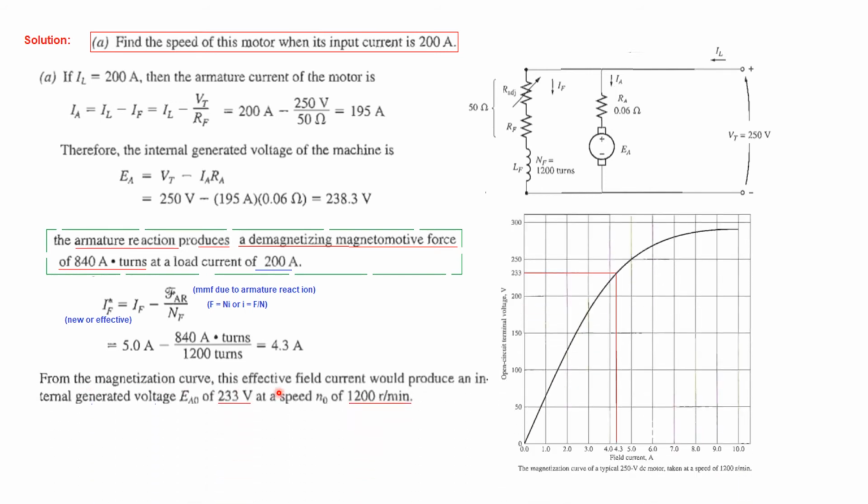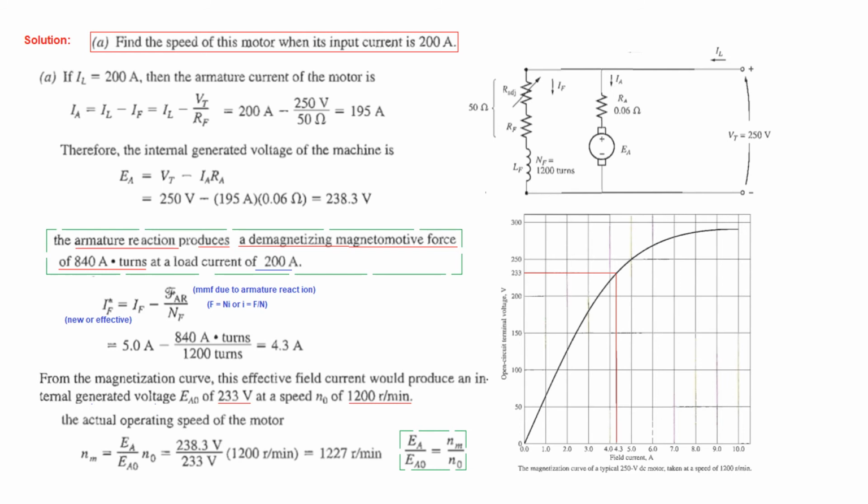Now from the magnetizing curve, the effective field current would produce an internal generated voltage of 233 volt at a speed of 1200 rpm. So this is the magnetizing curve given for one particular current, 200 amperes current. And if we see this new field current 4.3, from here we can see that the induced voltage is 233. So this is the new induced voltage, or we give it a name EAO.